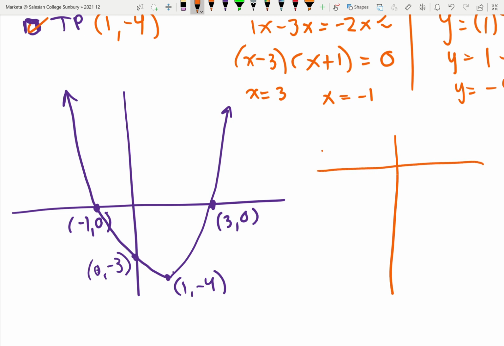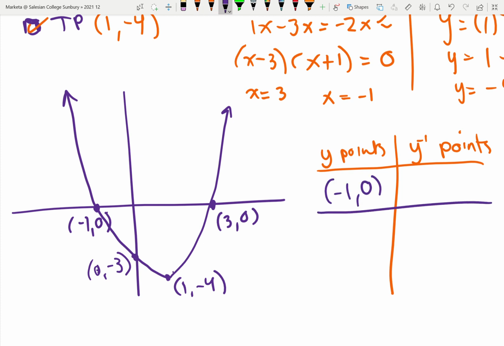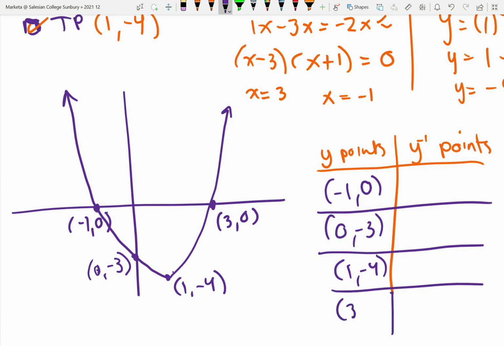So we're going to say this is y points, and this is going to be the y to the power of -1 points. So to indicate an inverse function or relation, we will put to the power of -1. So let's see, our point for y here was -1, 0. We had another one at 0, -3. We had another one at 1, -4. And our final one was at 3, 0. So all you need to do, and you see the table is quite handy here, you just need to swap them around. 0, -1, -3, 0. Your x's become y's and your y's become x's.